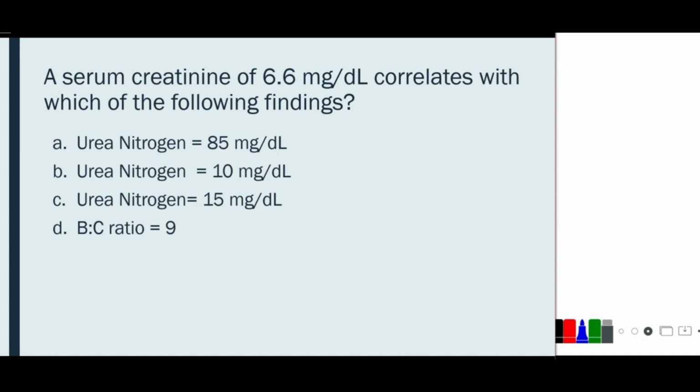A. Urea nitrogen is equivalent to 85 milligrams per dL. B. Urea nitrogen equivalent to 10 milligrams per dL. C. Urea nitrogen equivalent to 15 milligrams per dL. Or D. A BUN-creatinine ratio equivalent to 9. So before we could correlate the creatinine value, let's first identify if this value is normal or if it is higher or lower than normal.